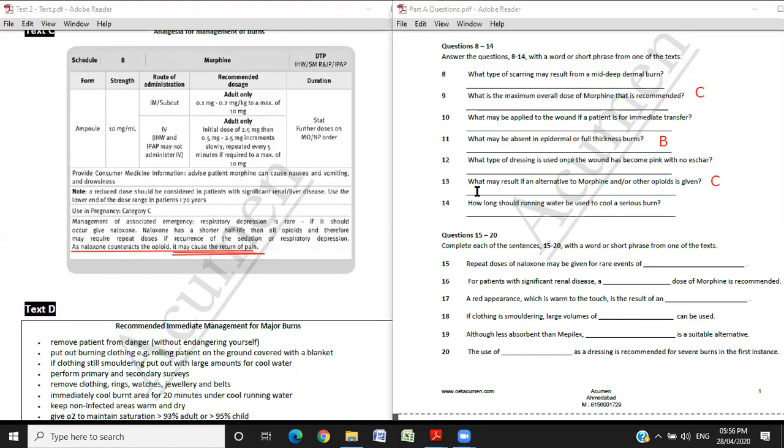What may it cause? Return of pain. Could you all get this answer?